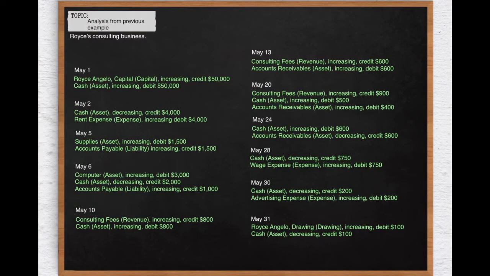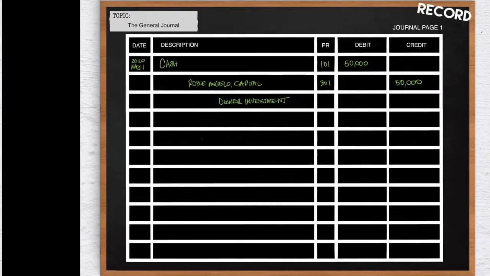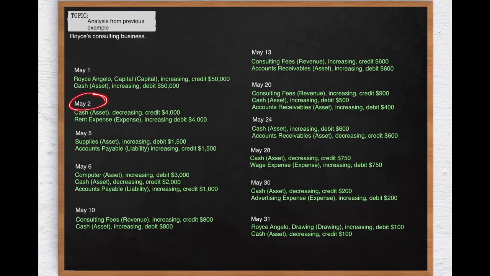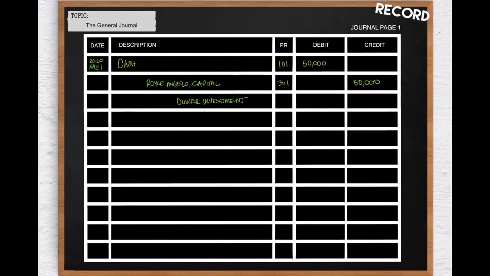Let's do another one. May 2nd. May 2nd, we have a credit of $4,000 to the cash account and a debit of $4,000 to the rent expense account. This is when he paid rent. This is May 2nd. Again, it's for $4,000. What you want to do is skip a line.